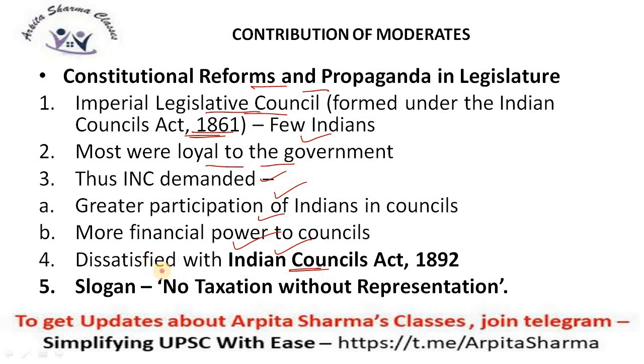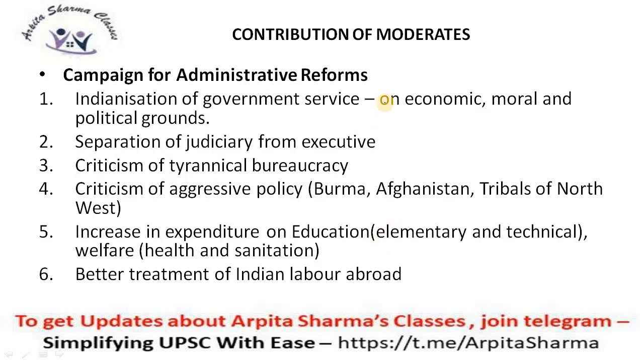Thus, what slogan did they give? They said that there will be no taxation without representation. What does it mean? It means that no taxes will be paid unless we are given a proper representation in the councils. Because if we are not allowed to represent, we won't be giving any kind of taxes to the British government. This was the slogan. They also campaigned for administrative reforms.